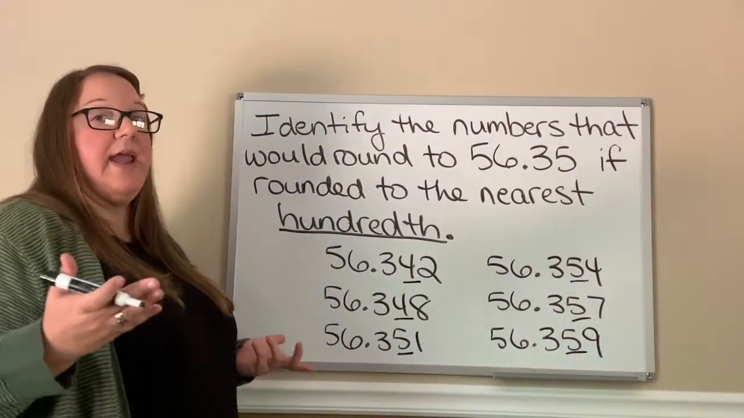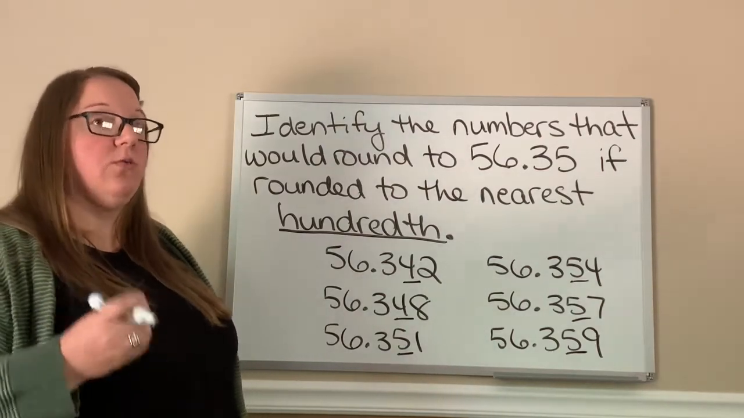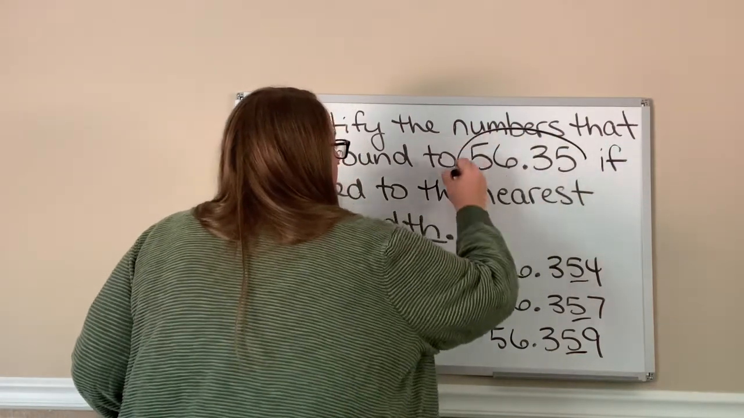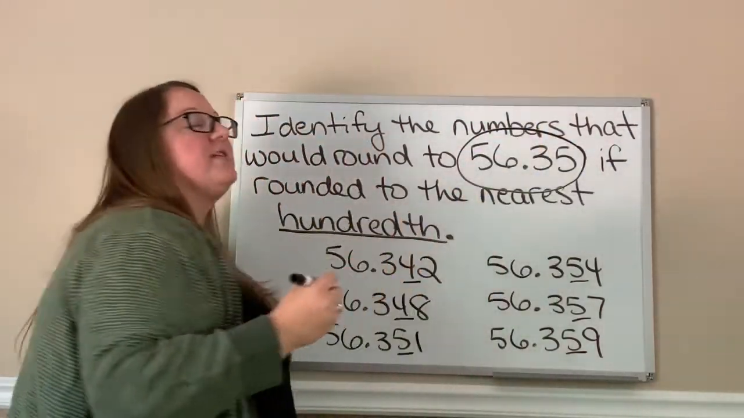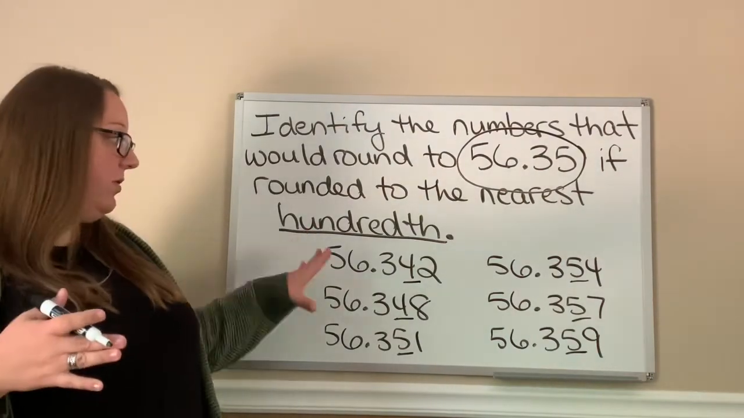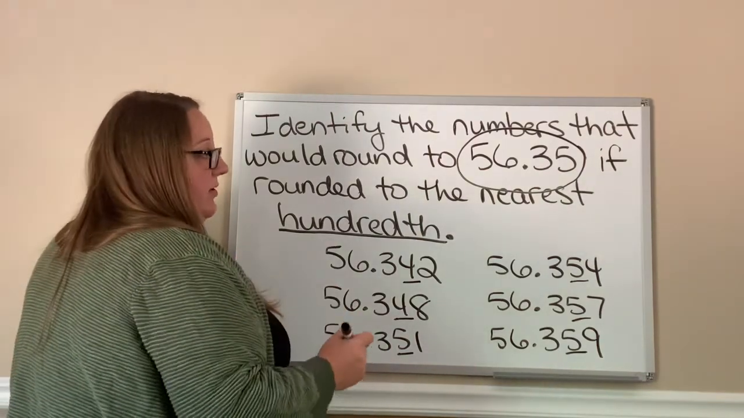Okay, so I already have that step done, because I know which place value they want me to round to. Now, the next thing I'm going to do is circle this number up here so that it draws attention to it, so that I know what number I'm looking for as I'm going through each one of these problems. Okay, so I'm just going to go ahead and start with the first one.